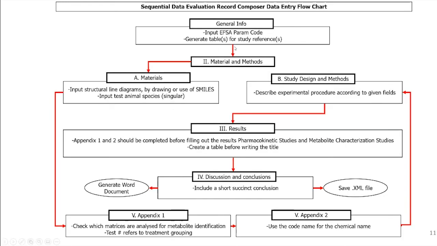And again, the red arrows reflect the order in which you need to enter the data. And for this reason, we might not reuse the data for another active substance, because this information flow should be going in this direction, so it might not be reused for other active substances if you are using the same XML file. So this is the summary on the sequential data evaluation record composer data entry flow.